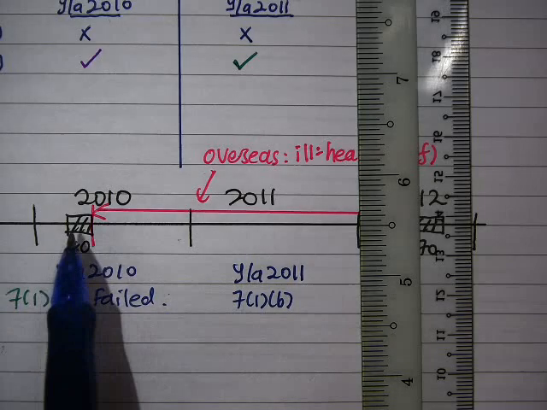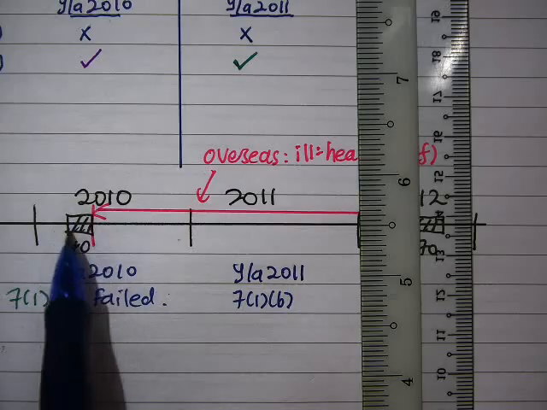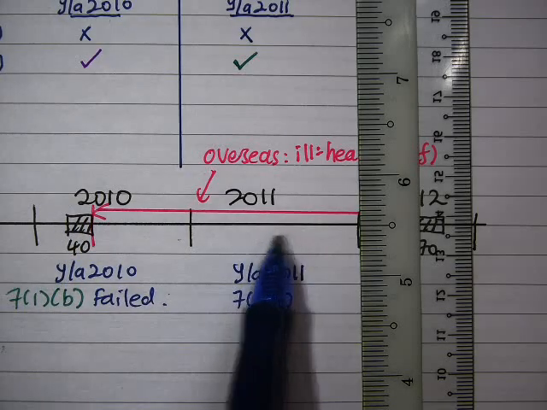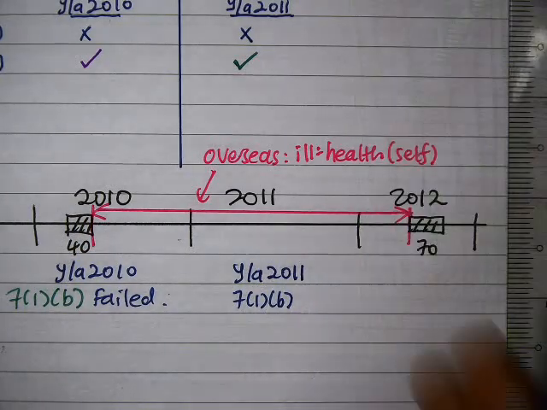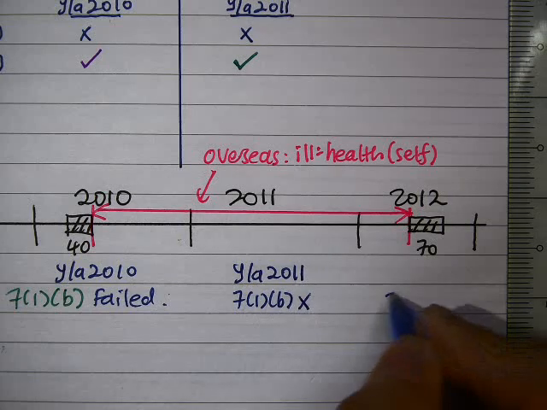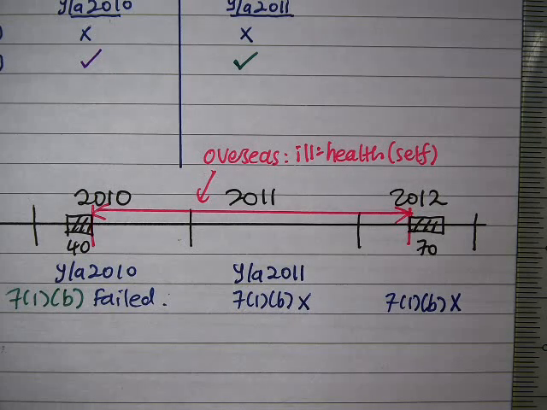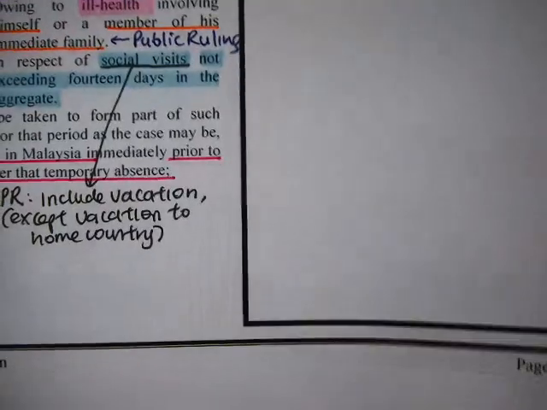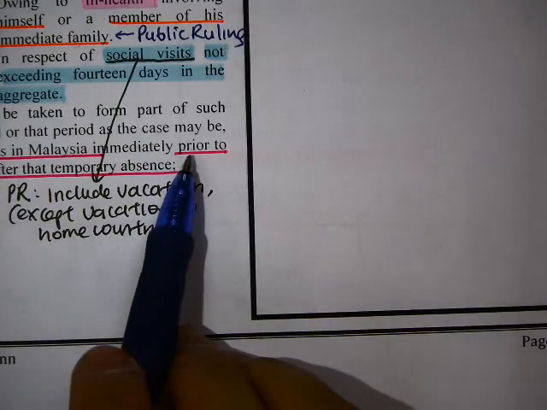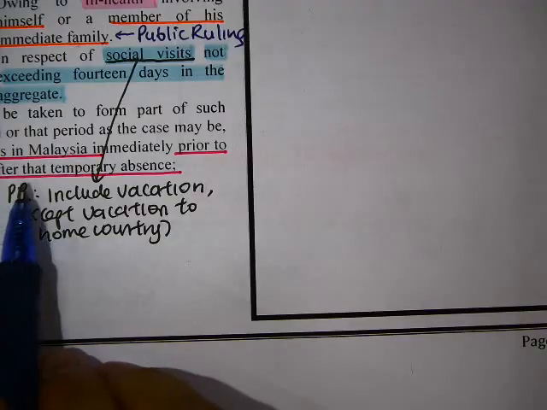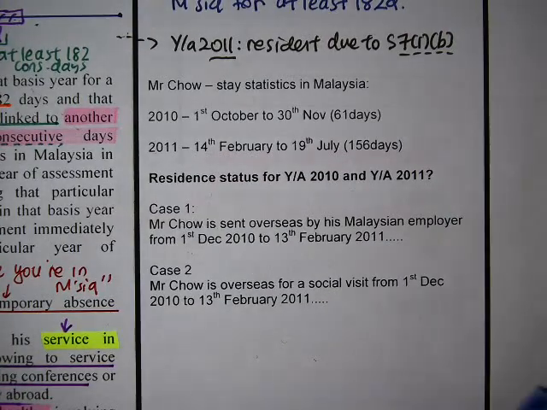Okay, so if that's the case, this part, although you have it, you do not have a physical day. Follow? So you're going to fail this, and likewise you're going to fail this. Follow? Now this is what it says here in the law, that you must be in the country prior to and after that temporary absence. Now we're going to see an example here.